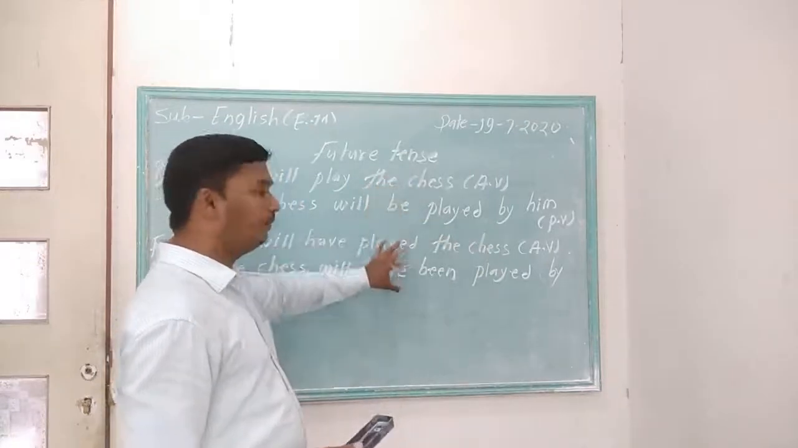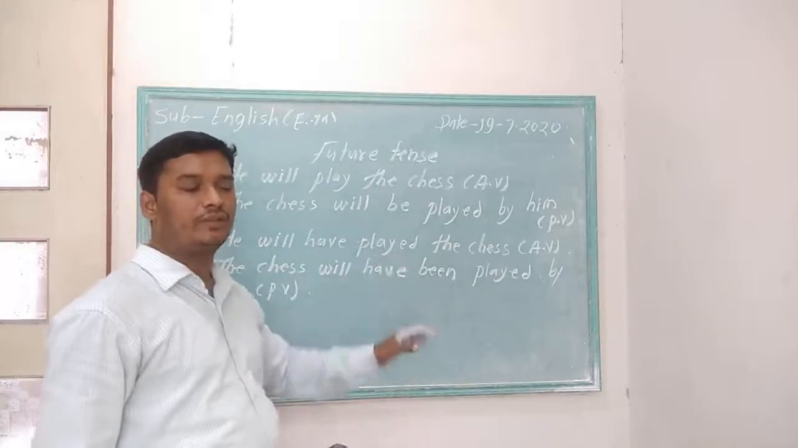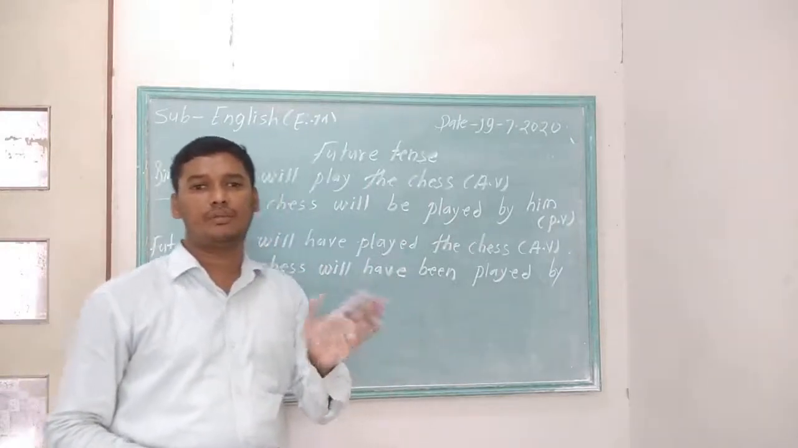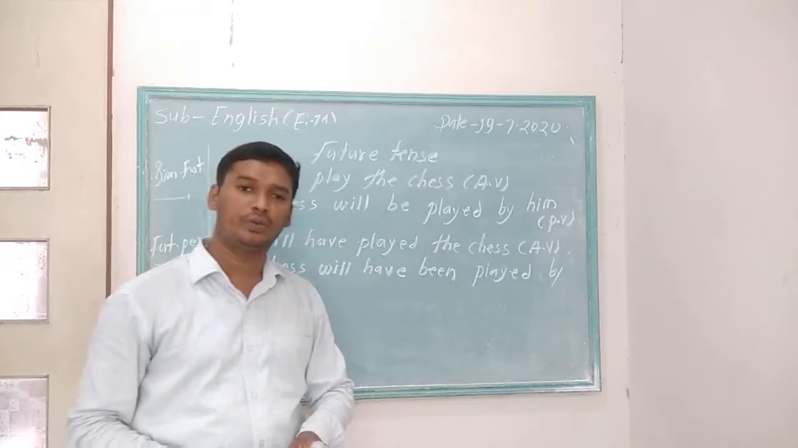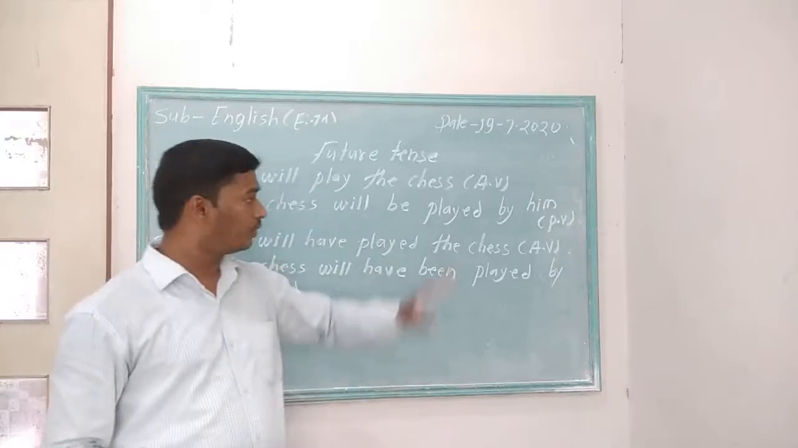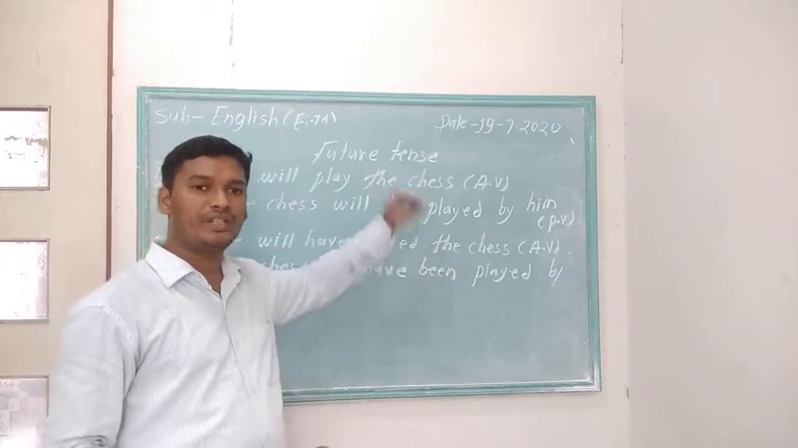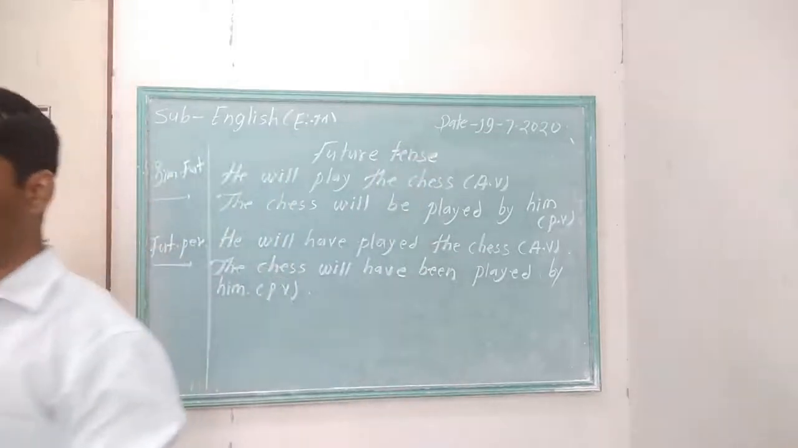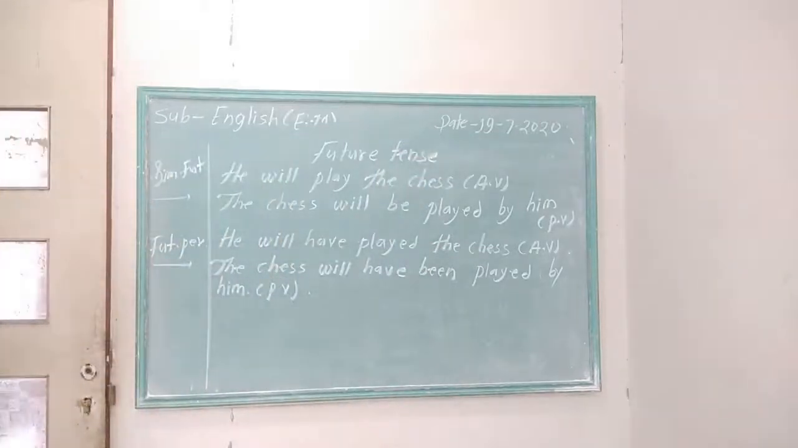Simple future and future perfect. In this way, we can convert the 8 subkinds into passive voice according to the rules given above. So write down these 2 examples, then I start the second method. Write all examples in your notebook properly.